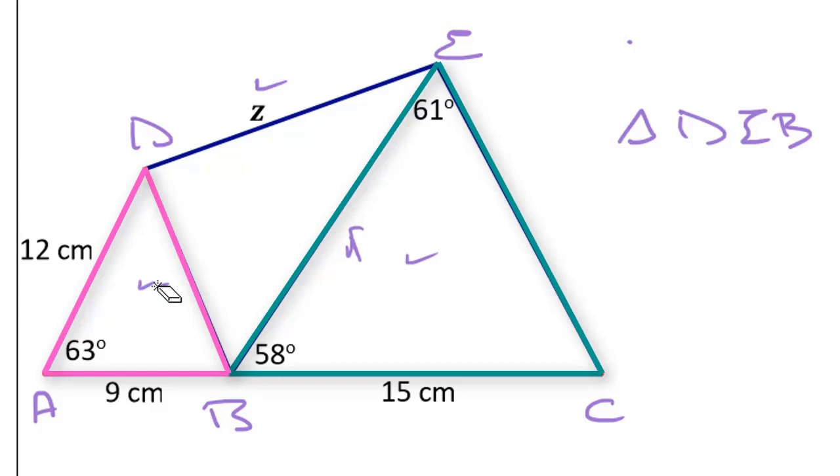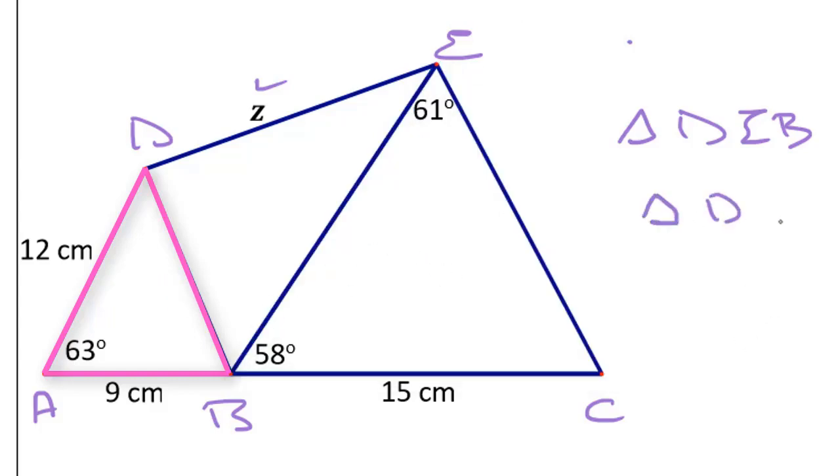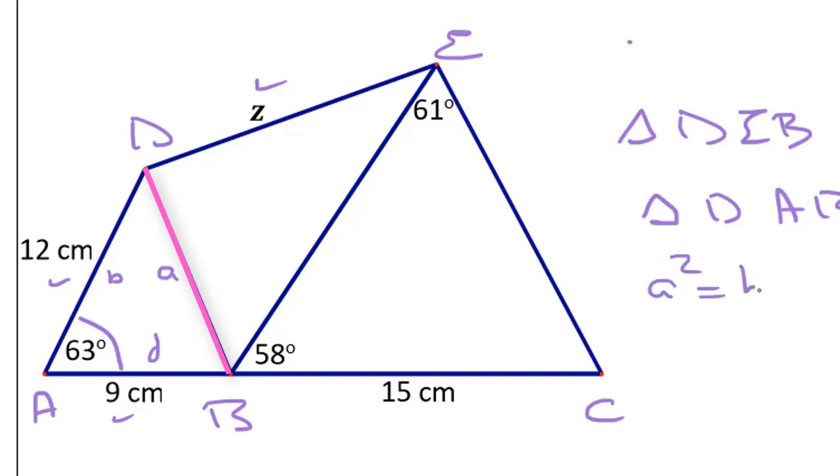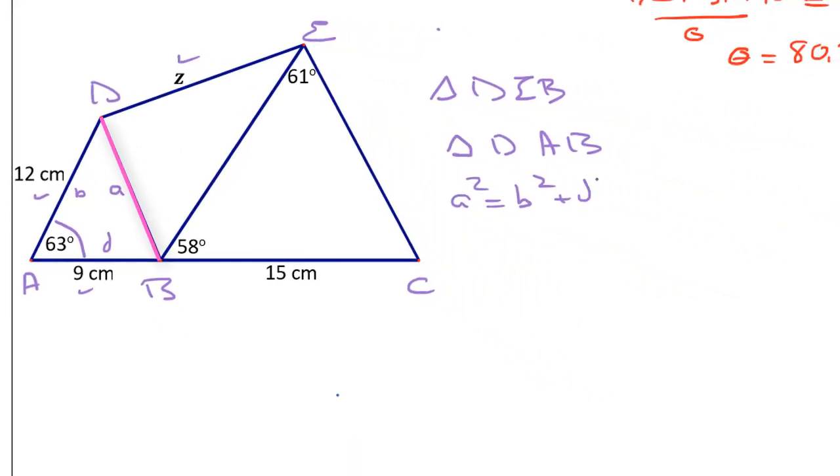So let's focus in on the triangle on the left-hand side first. That's triangle DAB. I can see that we have an angle and two sides. So that means that we can use the cosine law. We can use the cosine law to calculate side A. This is going to be B over here, and this is going to be D.